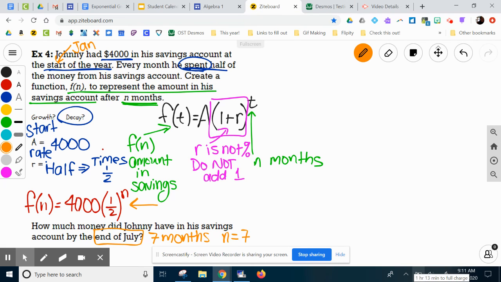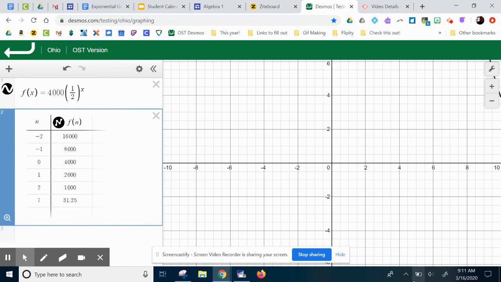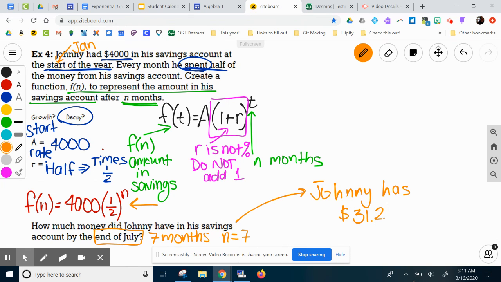So Johnny has $31.25 in his savings in July.